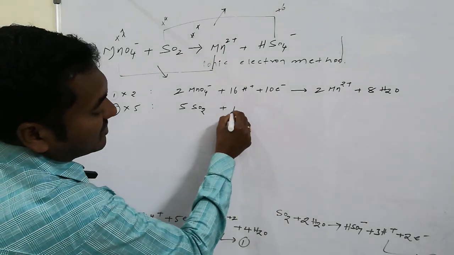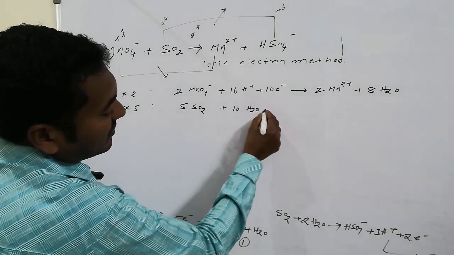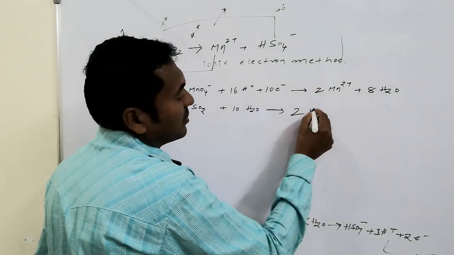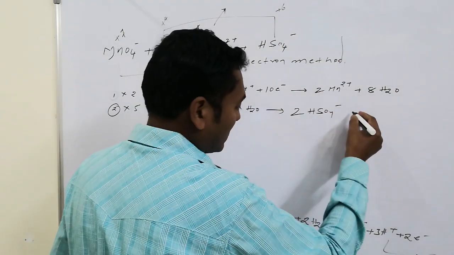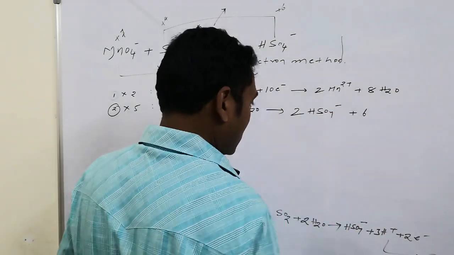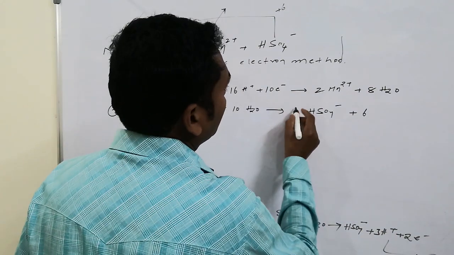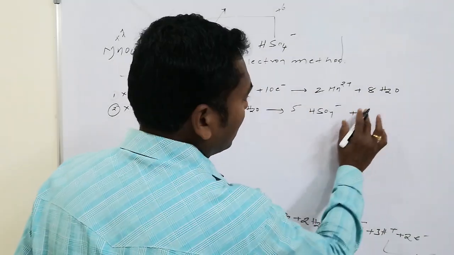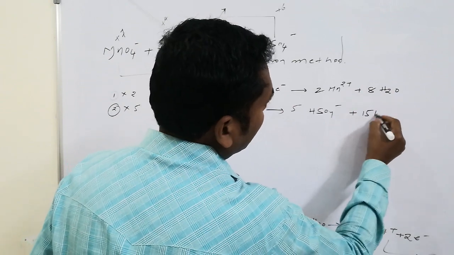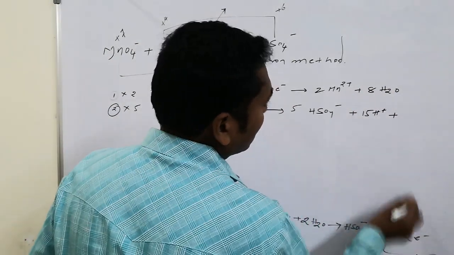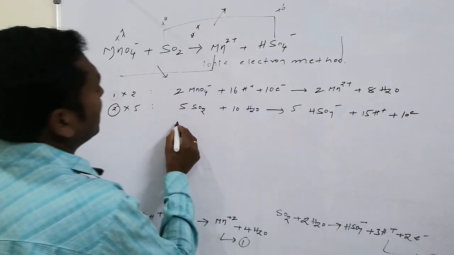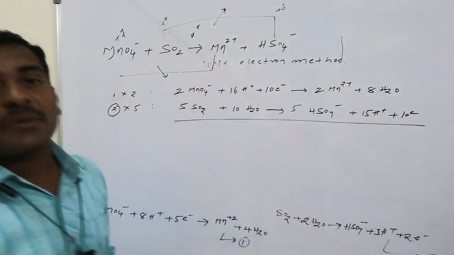plus 10H2O gives 2HSO4 minus, plus, we are multiplying this with whom? 5. That implies 5HSO4 minus plus 15H plus plus 10 electrons. Now these two are added one to the other.